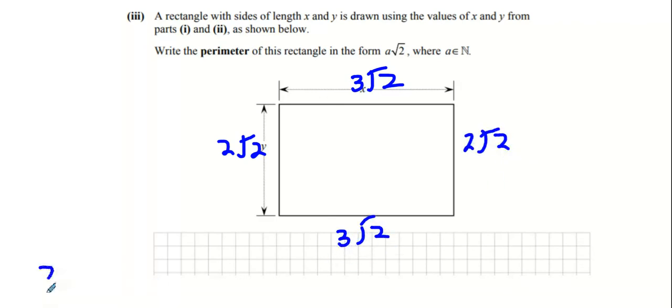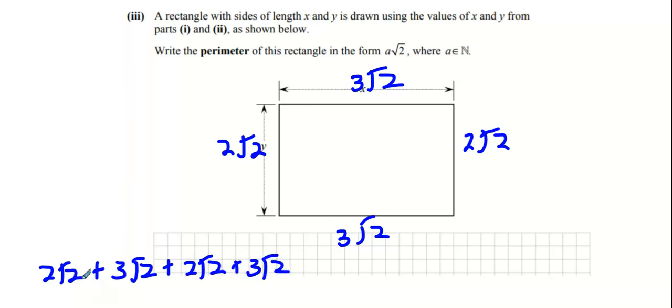So it's 2 root 2 plus 3 root 2 plus 2 root 2 plus 3 root 2. You can use your calculator if you want, but there's no need. It's just 10 root 2. It's like 2x plus 3x plus 2x plus 3x. Gets you 10 root 2.